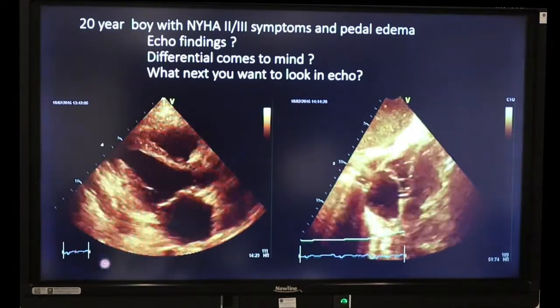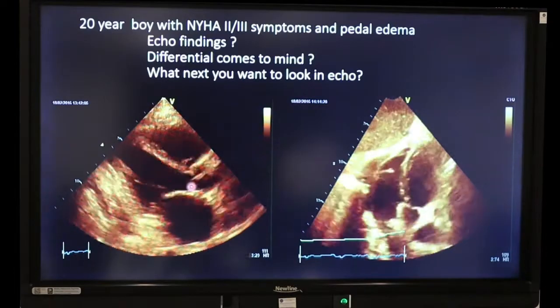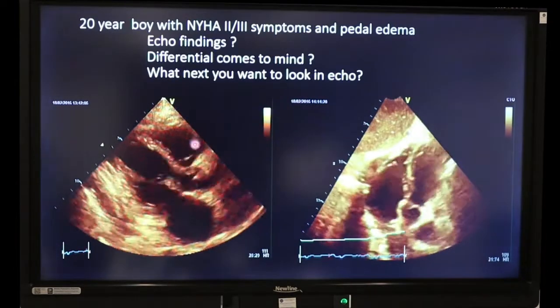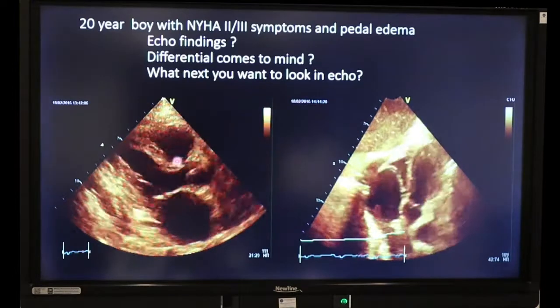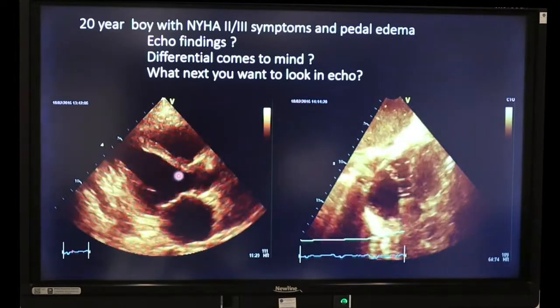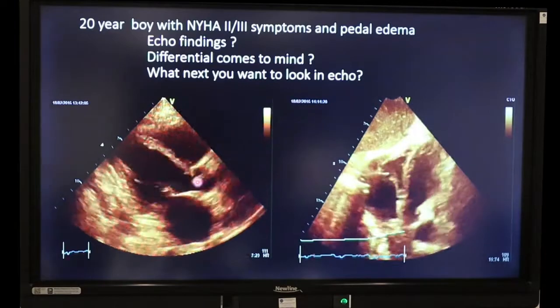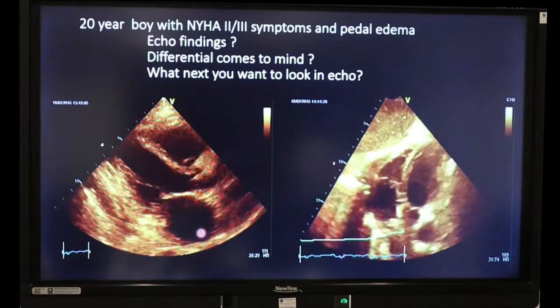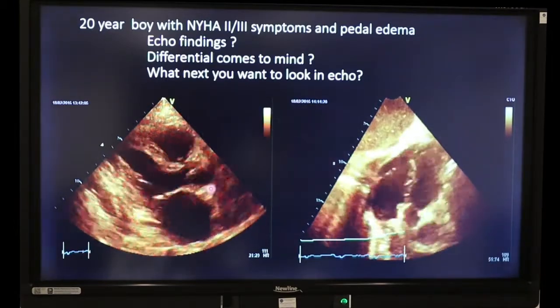This is the parasternal long axis view with grossly normal RV function. The septal movement is a little jerky. Aortic valve checking with normal mobility. The LA is grossly enlarged.